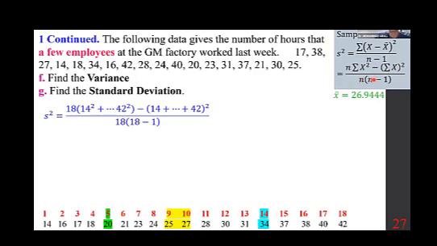And the denominator is n times n minus 1, 18 times 18 minus 1. You calculate it that way.